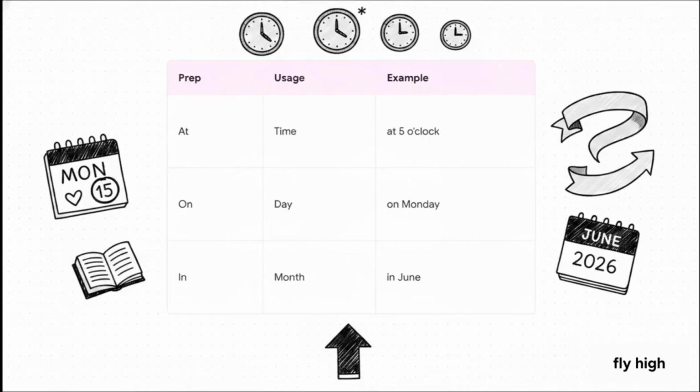But prepositions don't just map space, they also map time. And honestly, this is a place where a lot of people get tripped up. Here's the trick. You use at for a very specific time on the clock, like at 5 o'clock. You use on for a specific day or date, like on Monday. And then you zoom out and use in for a broader month or year, like in June or in 2026.